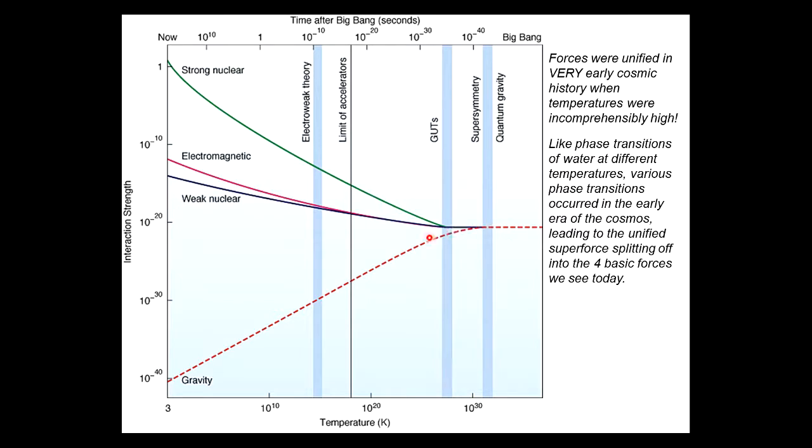So gravity splits off first at very early times and very high temperatures, okay? And then we enter the grand unified theories, where the other three forces are one. They split off from the strong nuclear and then the electroweak, till we get to the limit of the investigation of particle accelerators, where we have actually been able to confirm the merging of the electromagnetic and the weak force into the electroweak. So that's been experimentally confirmed.